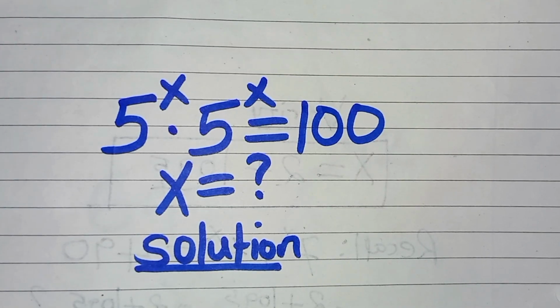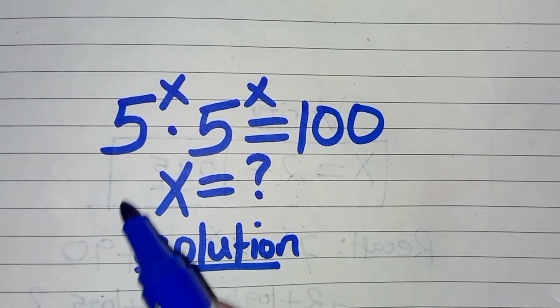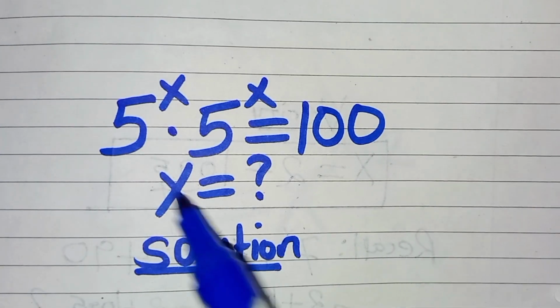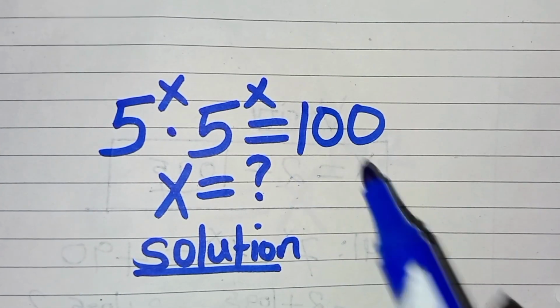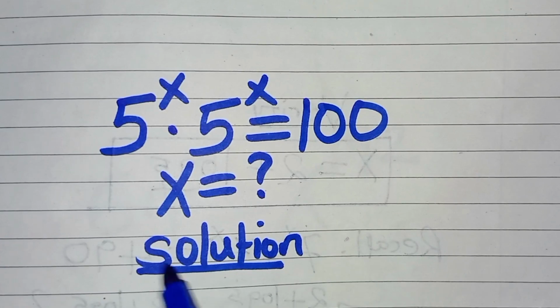Hello everyone, welcome to Prevent the Solution. Given this nice exponential equation, 5 to power x times 5 to power x is equal to 100, what's the value of x?